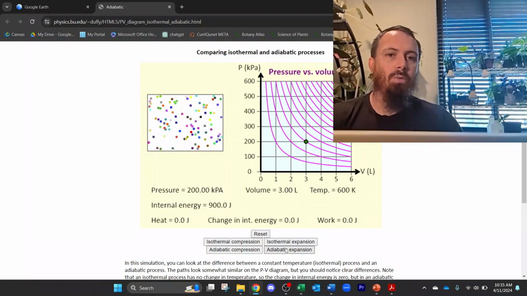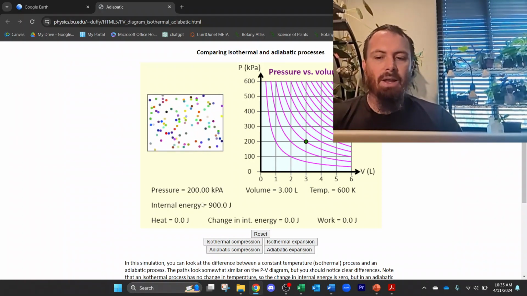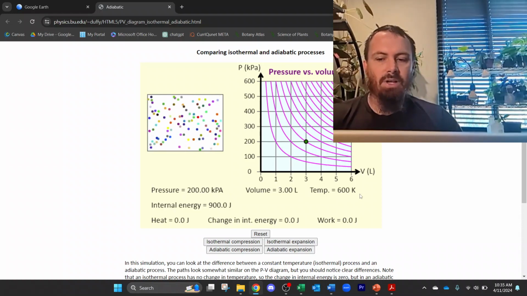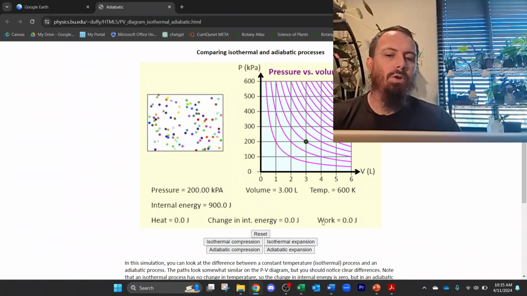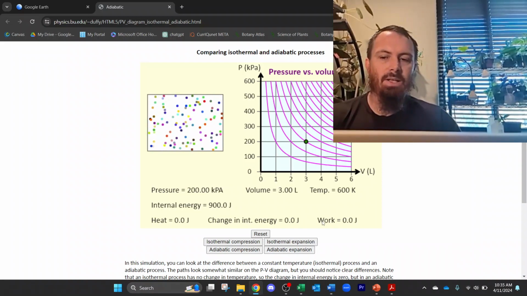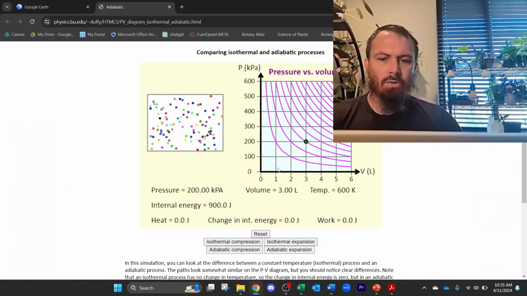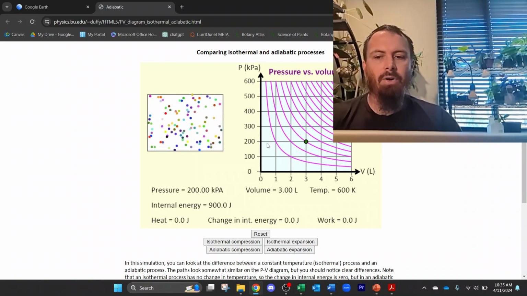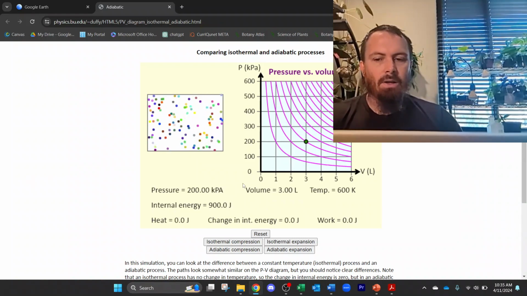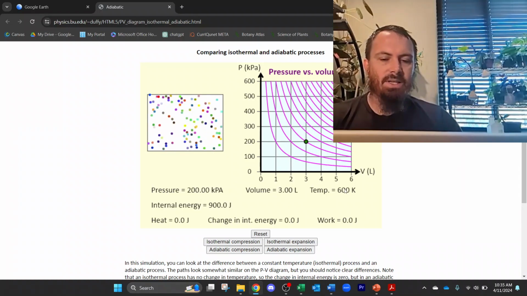That's what we're describing and what we're talking about here. And all we care about is pressure, volume, temperature, right? Let's ignore the units here for now, because we don't really care if it's Kelvin or kilopascals or anything like that. So right now, this little green dot is right here at a volume of 3, a pressure of 200. Now notice 200, 3, and 600.